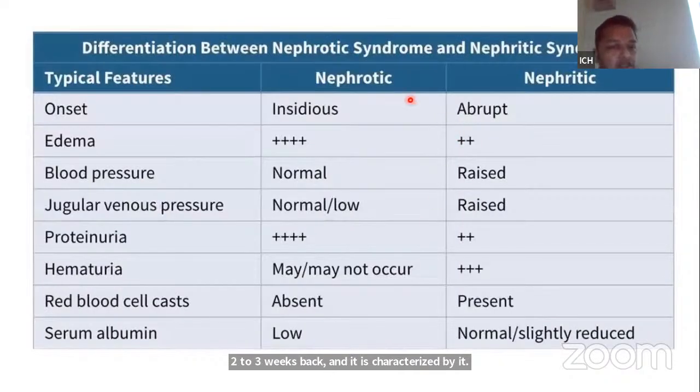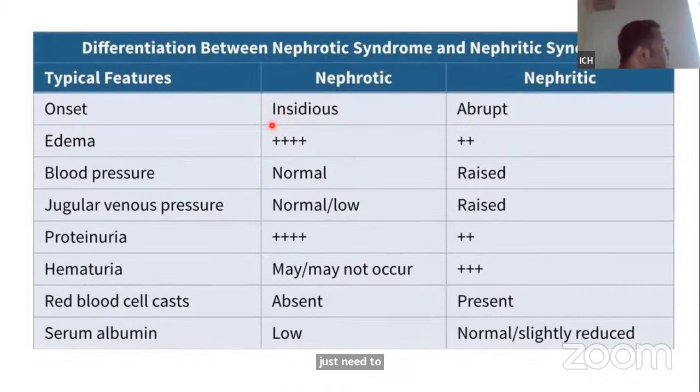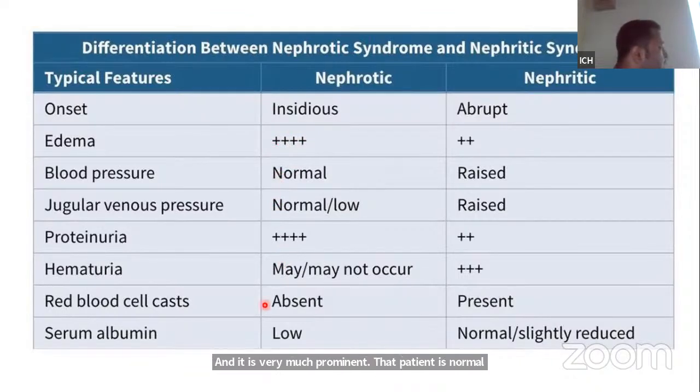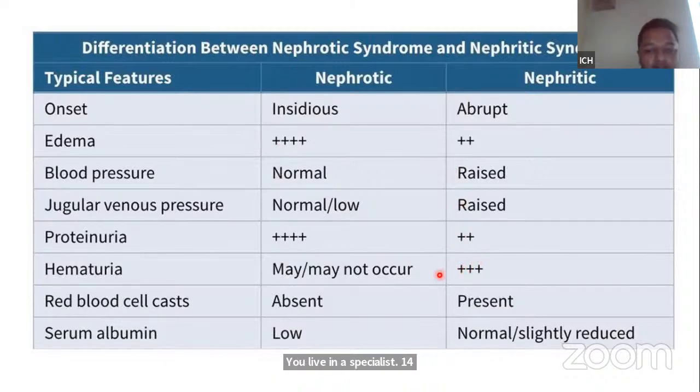Now, a short table showing differences between nephrotic and nephritic syndrome. We just need to remember that in nephrotic syndrome, the edema is insidious in nature and it is very much prominent. Blood pressure is normal, but proteinuria is very high and serum albumin is low. In nephritic syndrome, on the other hand, blood pressure is raised, jugular venous pressure is raised, proteinuria is not that significant, but hematuria is significant, and we have a history of cola-colored urine.